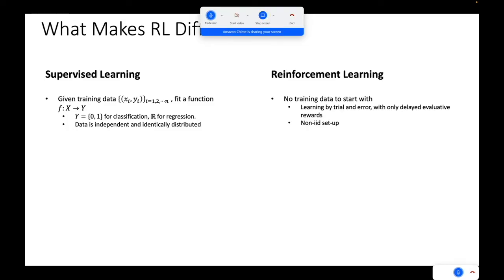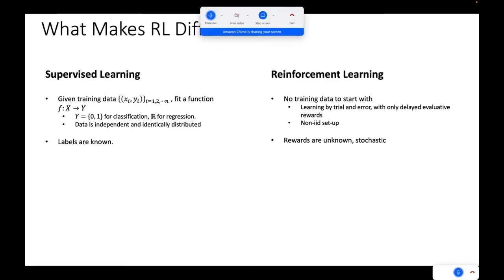In case of reinforcement learning, often we don't have any training data to start with. Part of the learning is to do both: to collect data which will eventually prove useful for making good decisions, and at the same time, not to make too many mistakes while we are collecting the data. And of course, it's a non-IID setup because the decision that we take now will have an impact on the future data points that we will collect.